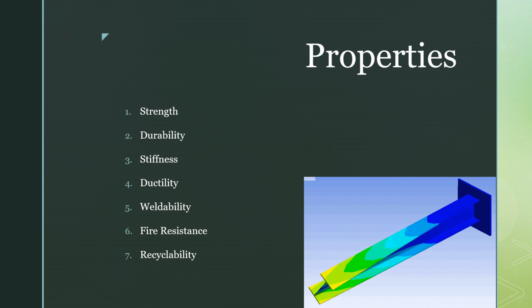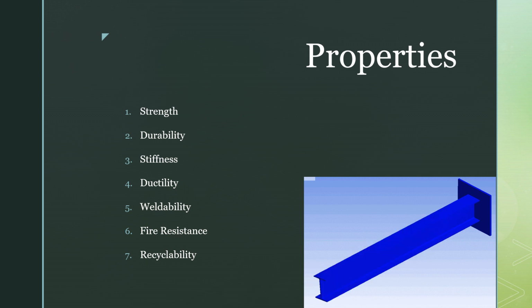Now the next is ductility. Steel is known for its ductility, which is the ability to deform under stress without fracturing. Rolled steel sections exhibit good ductility, allowing them to absorb energy during excessive loads or impacts, which contributes to their structural integrity. Now, the next is weldability. Rolled steel sections are typically designed to be easily welded together, allowing for efficient and secure connections during the construction. This enables flexibility in design and construction processes.